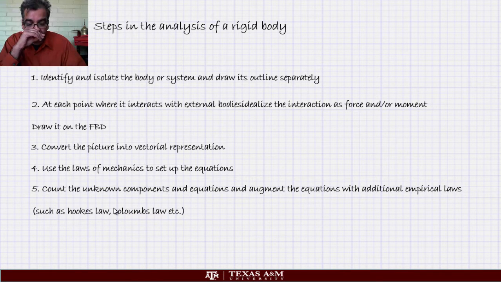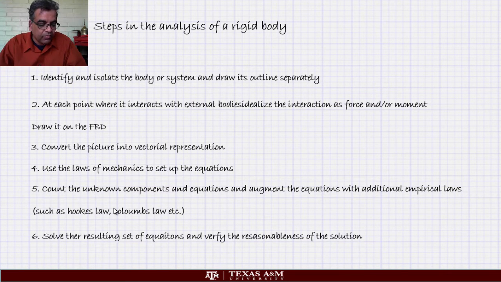Okay, count the unknown components and equations. So it's not automatic that just because you set up the equations there are enough equations to solve, or there are enough unknowns to solve. So you have to count and make sure that you have enough equations for unknowns. The typical scenario is that you will have fewer equations than unknowns and you will have to augment them. Augmentation is based on empirical laws. Hooke's law, Coulomb's law of friction, electrostatics, gravity, all of these things are examples of additional laws that we add. These are not really laws, these are assumptions, empirical equations. Okay, we have to do this, there is no other way. And this item 5 requires some serious judgment.